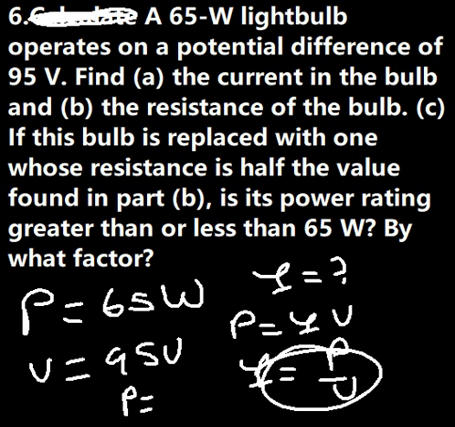Since we have the power, V square over resistance, it is fine. Or else we can have power is equal to I square R, that is fine. Or else the formula for ohms, we can have the resistance of the bulb. So now, if this bulb is replaced with one whose resistance is half the value found in part B, let's say the resistance of the bulb has been halved, which means it has been reduced.